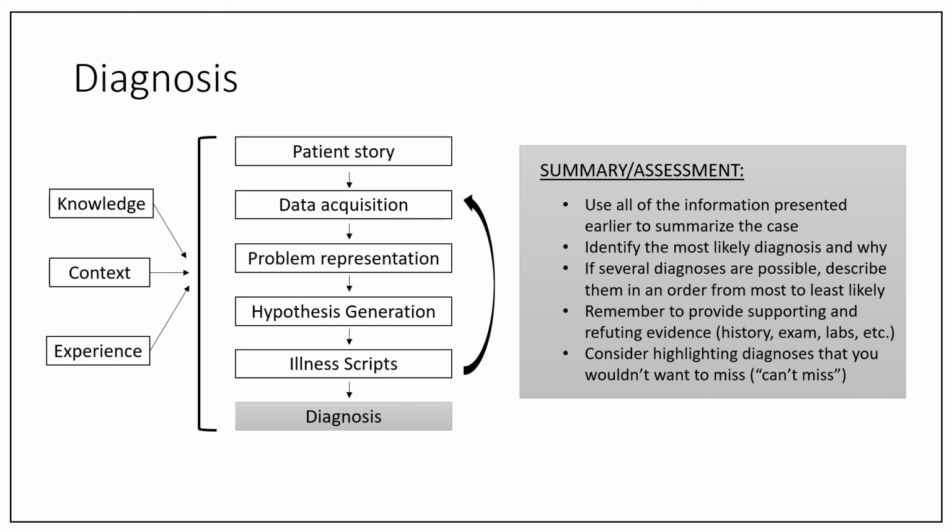Now we have made it to the end of the presentation, and we'll conclude by talking briefly about the assessment. Use all of the information presented earlier to summarize the case, and then list your leading diagnosis and why. Remember to always provide supporting and refuting evidence, which can be any element including the history, the exam, the labs, etc. If several diagnoses are still possible, you should talk about them in order from most to least likely, and again, provide supporting and refuting evidence. A final consideration you might have is highlighting diagnoses that you can't miss.